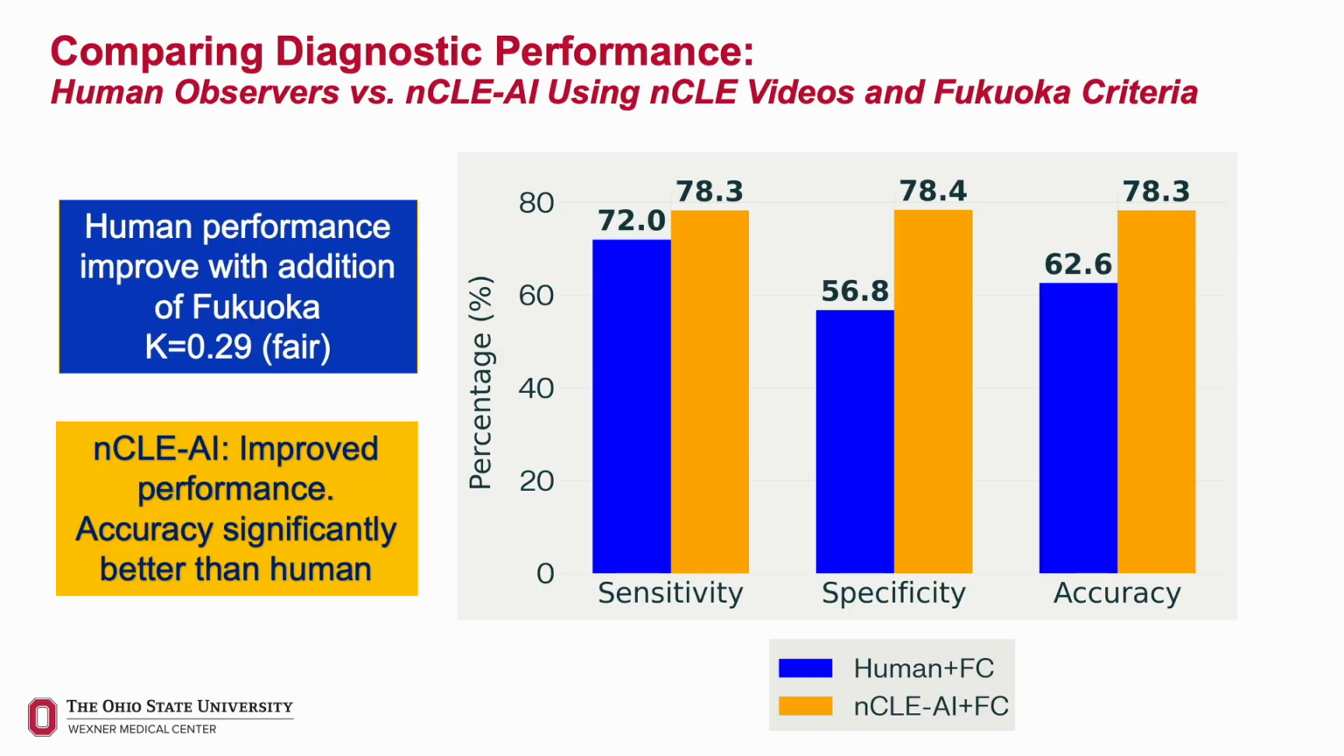As we can see, NCD AI performed better than humans, who had a fair kappa value of 0.29, achieving a higher and a more balanced sensitivity, specificity, and overall accuracy.